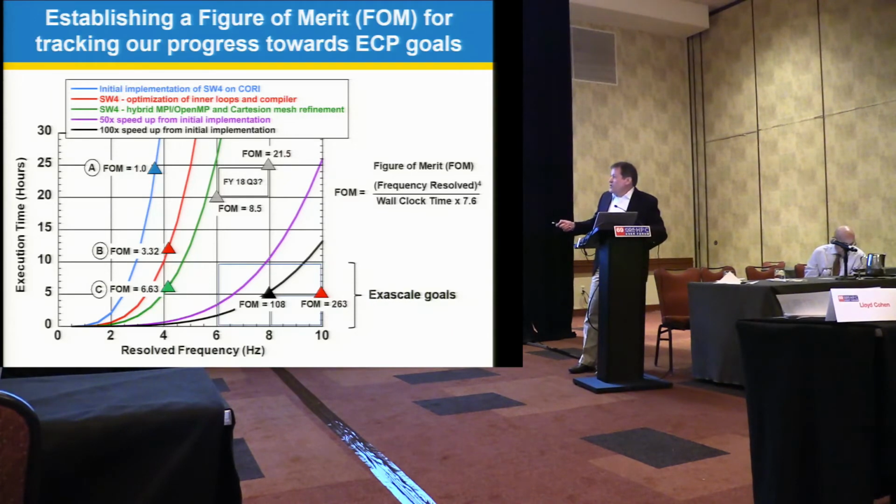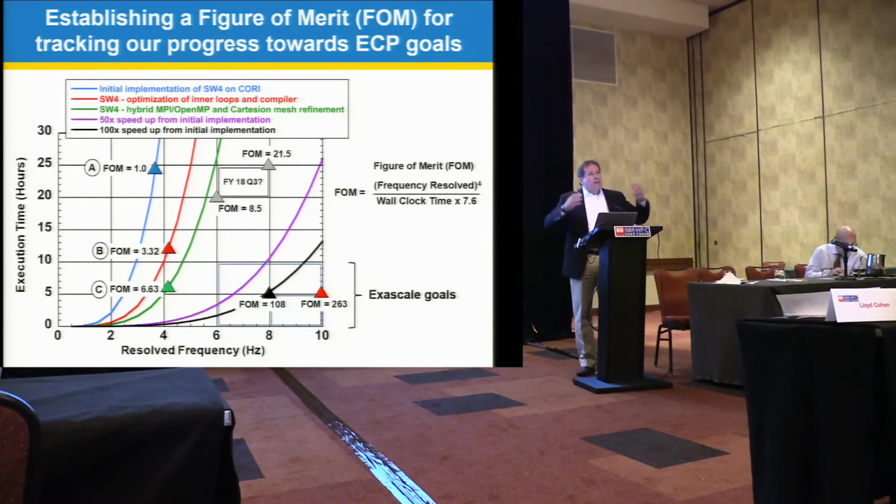And now we just reran a couple of weeks ago with the hybrid MPI, OpenMP, and the mesh refinement in just the Cartesian portion of the grid. And we can run that problem in 6 hours for the Bay Area at 4 hertz. So just in about a year and a half, we've gone from implementation of the code to jumping to 2 new performance curves.